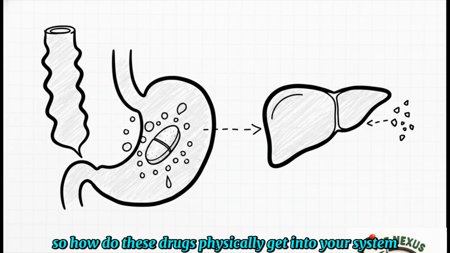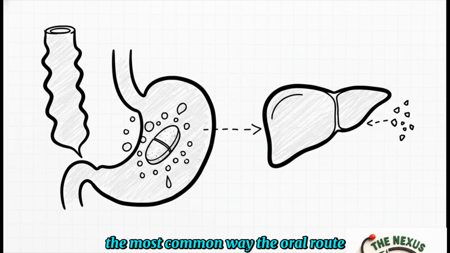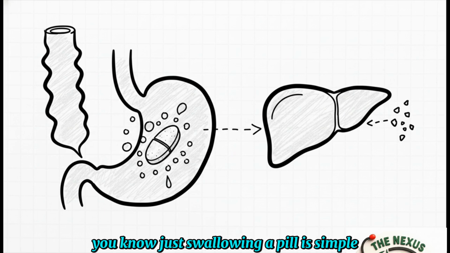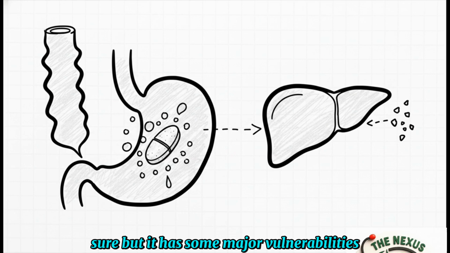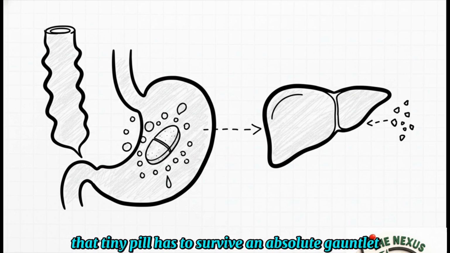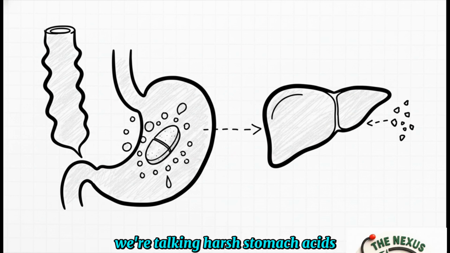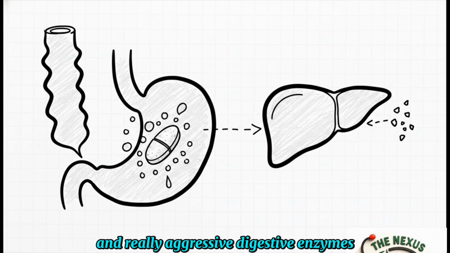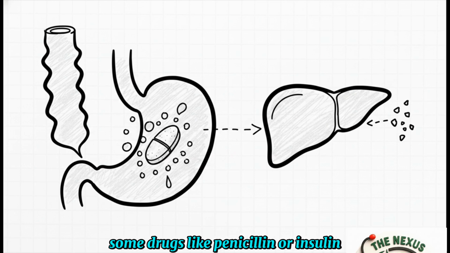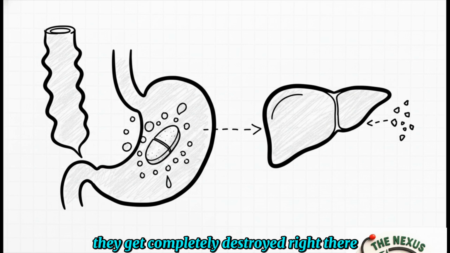So, how do these drugs physically get into your system? The most common way, the oral route, just swallowing a pill, is simple, sure, but it has some major vulnerabilities. That tiny pill has to survive an absolute gauntlet. We're talking harsh stomach acids and really aggressive digestive enzymes. Some drugs, like penicillin or insulin, they get completely destroyed right there.